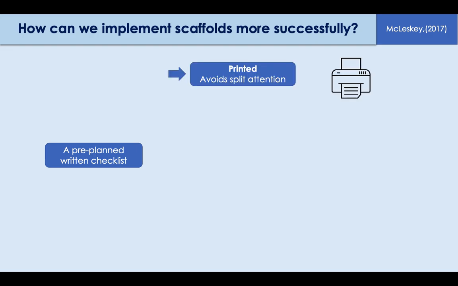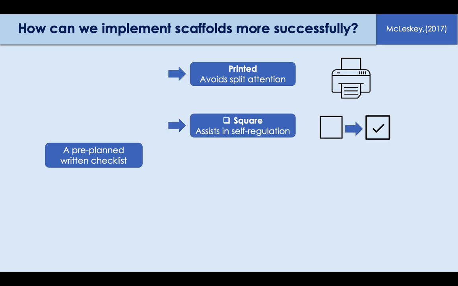So how can we actually implement scaffolds more successfully? So the first way is to actually pre-plan your written checklist. So not doing it off the cuff. If you pre-plan a checklist, you know exactly what the student needs. Having it printed can actually avoid split attention, especially for these SEN learners who often can't focus on multiple areas within a room. Having a square will assist in self-regulation.